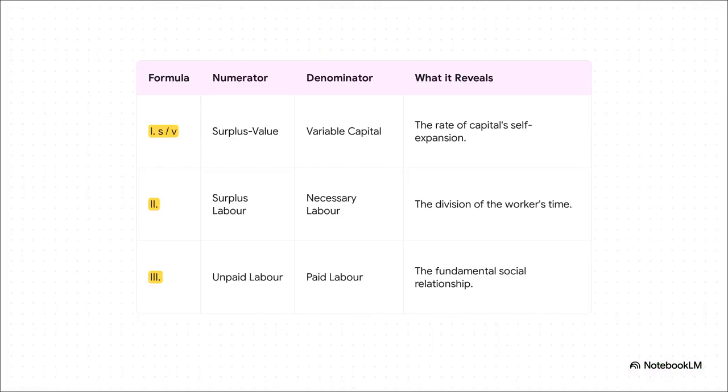This table really pulls our whole journey together. Formula 1, surplus over V, that's the capitalist perspective on things. Formula 2, surplus labor over necessary labor, translates that into the worker's lived experience of time. And Formula 3, unpaid over paid labor, well, that reveals what Marx sees as the core social truth. Three different lenses, but they're all focused on the exact same reality.